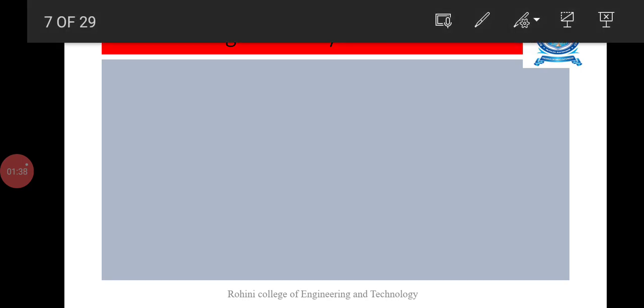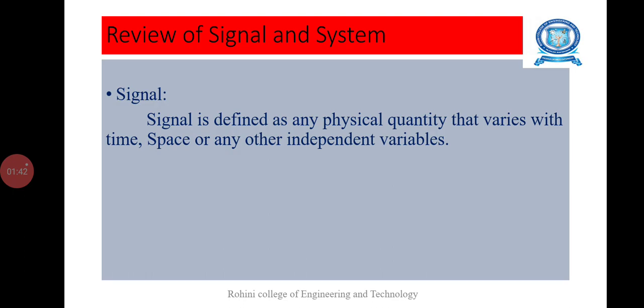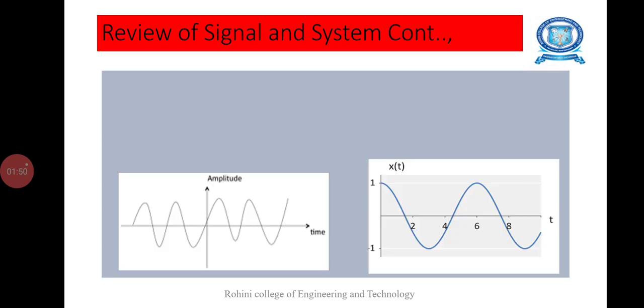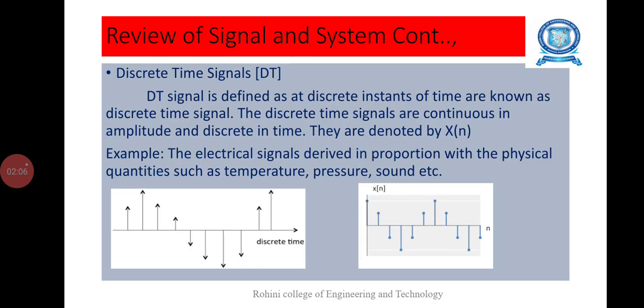Now we can see the review of signals and systems. First one is signal. A signal is defined as any physical quantity that varies with time, space or any other independent variable. The types of signals are continuous time signals and discrete time signals. Now we are seeing the continuous time signal. Continuous time signals vary continuously with time, and they are continuous in amplitude and time. They are denoted by x of t, and examples are the sine wave and cos wave.